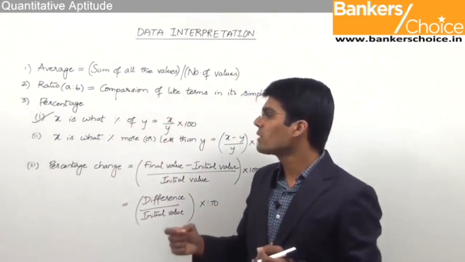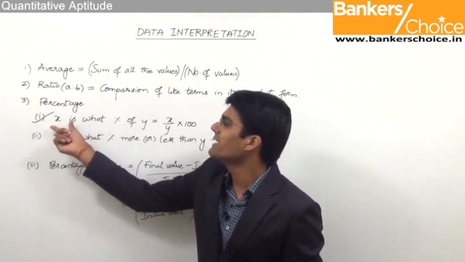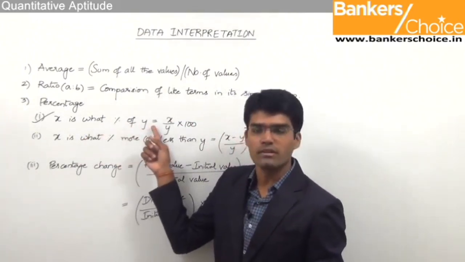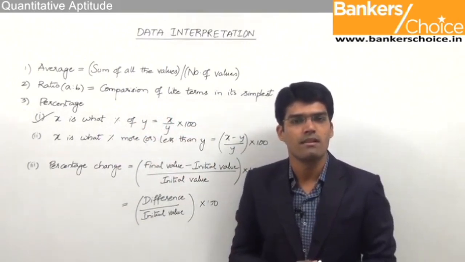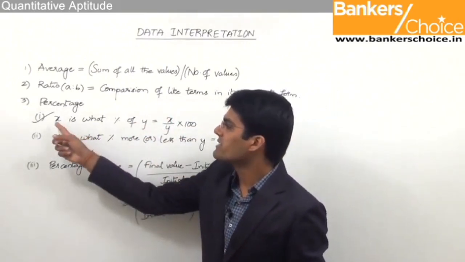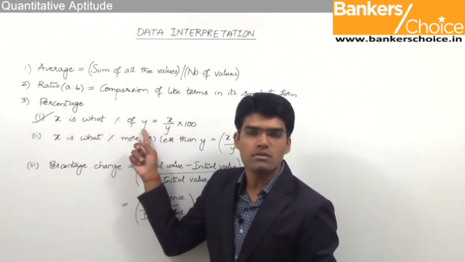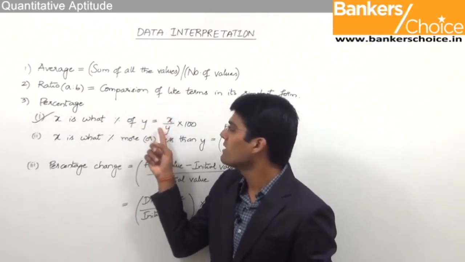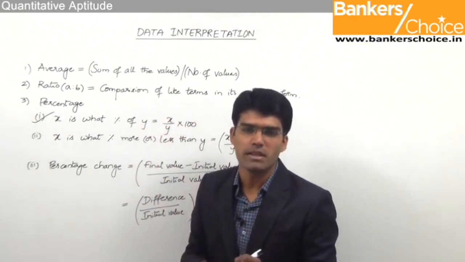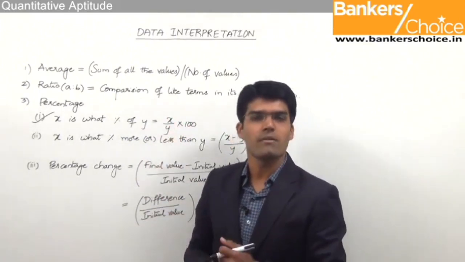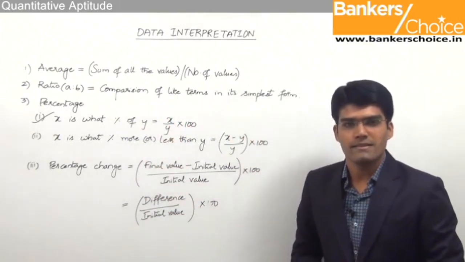For example, let's say the question is: profit in 2003 is what percent of total profit. So profit in 2003 by total profit into 100 should be the answer. Or likewise, profit in 2007 is what percent of profit in 2009. So profit in 2007 by profit in 2009 into 100. So we simply need to pick up the values from the given data, substitute in x by y into 100, and find out the required answer.